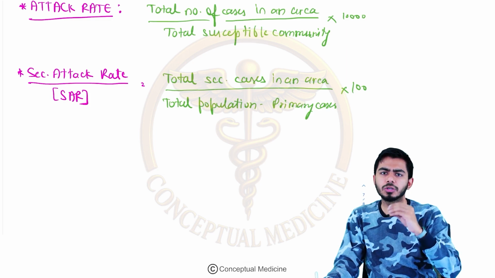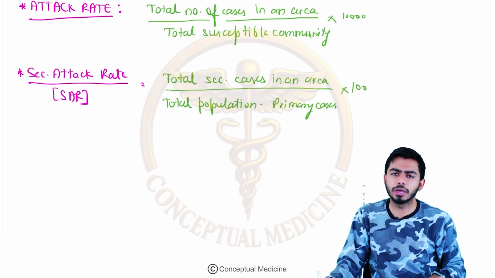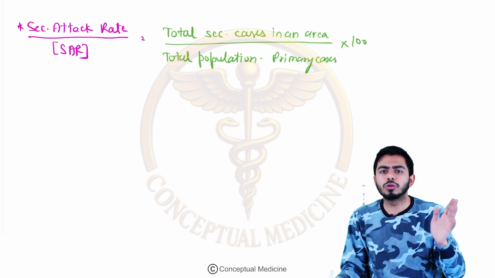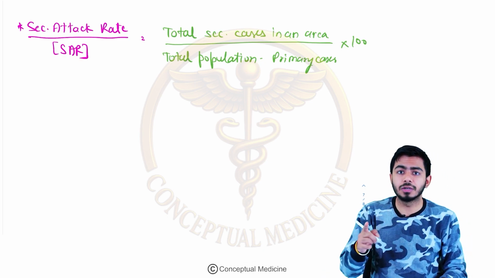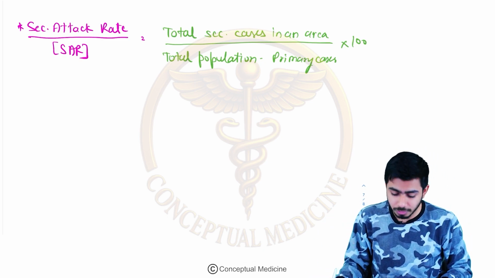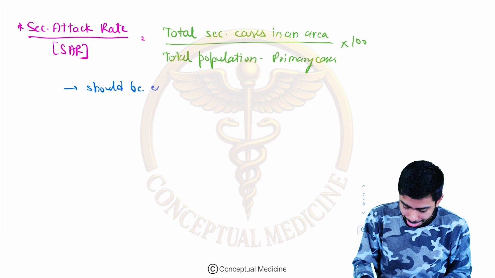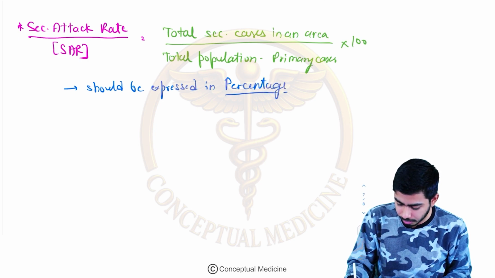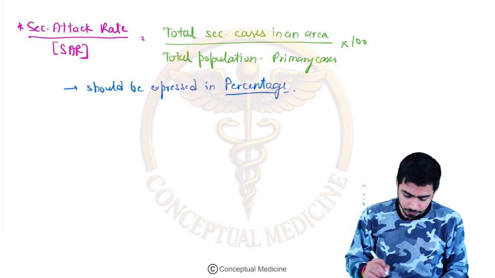Usually they will mention the primary cases and the secondary cases, and you just need to calculate the secondary attack rate. I hope you guys are clear with that. Now, regarding the secondary attack rate, I already told you in the epidemiology class that it is an example of proportion, so it should be expressed in percentages. Be very clear with that, because it is an example of proportion.